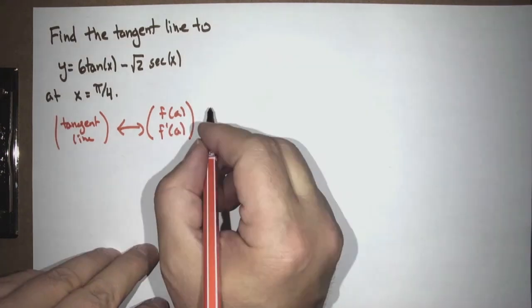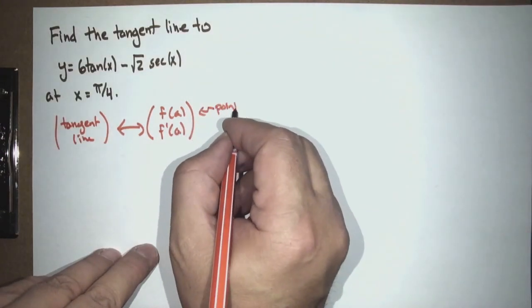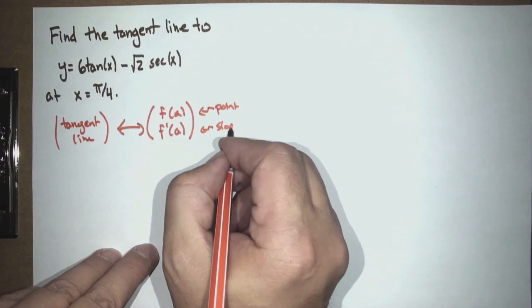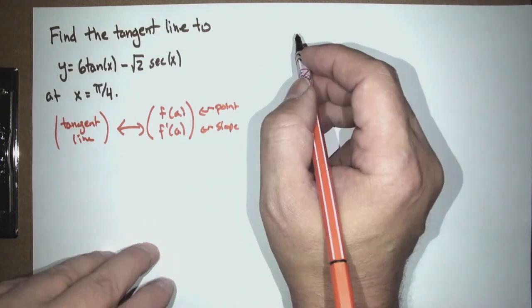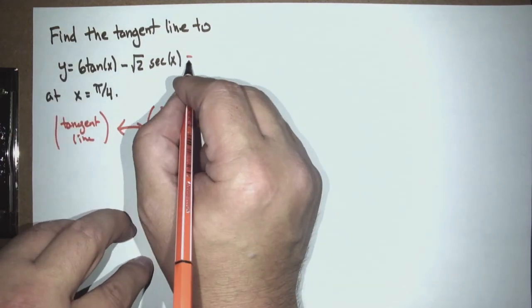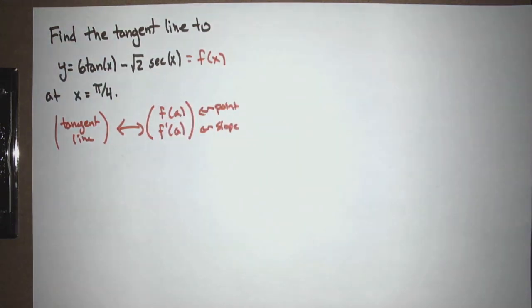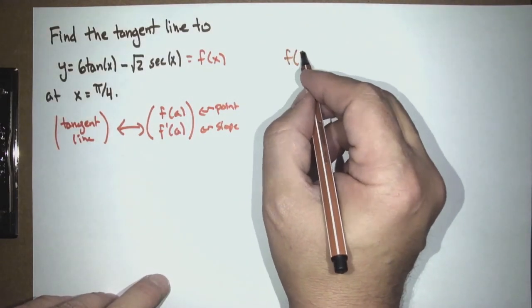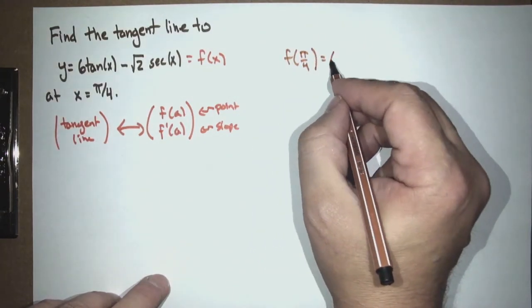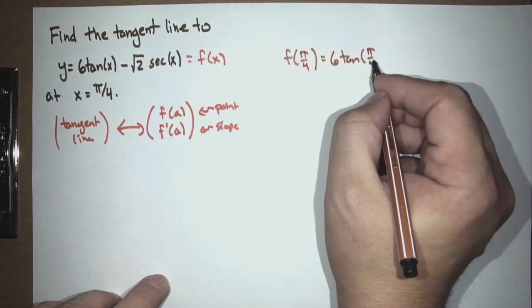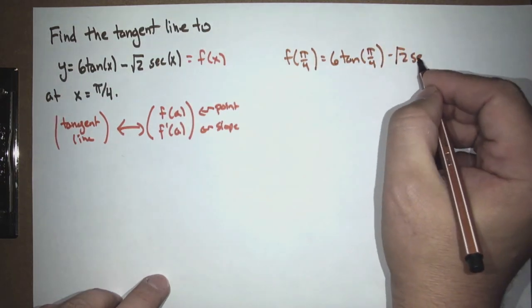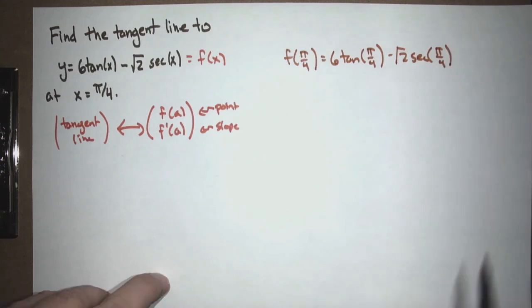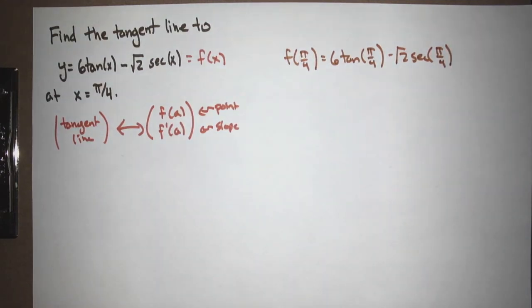So the f of a is getting into your point. Your f prime of a is getting into your slope. So let's do our point. When I say f of a, our f of x is 6 tangent of x minus root 2 secant of x. In the interest of time, I will help you with evaluating f of pi fourths: 6 tangent pi fourths minus root 2 secant of pi fourths. I will tell you the value of one of these if you tell me the value of the other one. You get to go first. Which one of these 2 do you know?